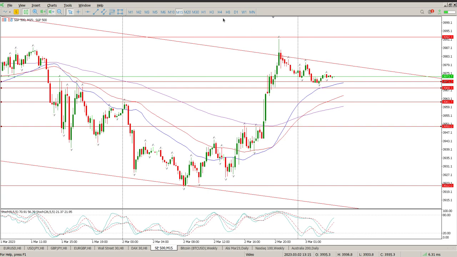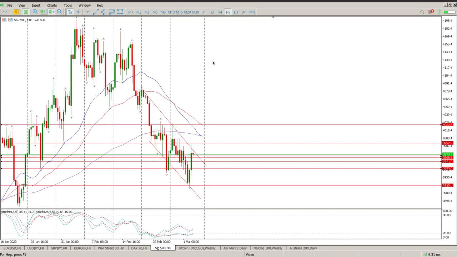Just bear in mind that this is a bit of a flag setup. You can see there's our flag. Again, lots of chaos in this area, you can just see by the noise I've put on the charts. So any 8-hour break above 39.92, then we start looking at 4,000 again, and then we're going to be looking for a weekly close above 4,000. So that's why this 4,000 level is critical.